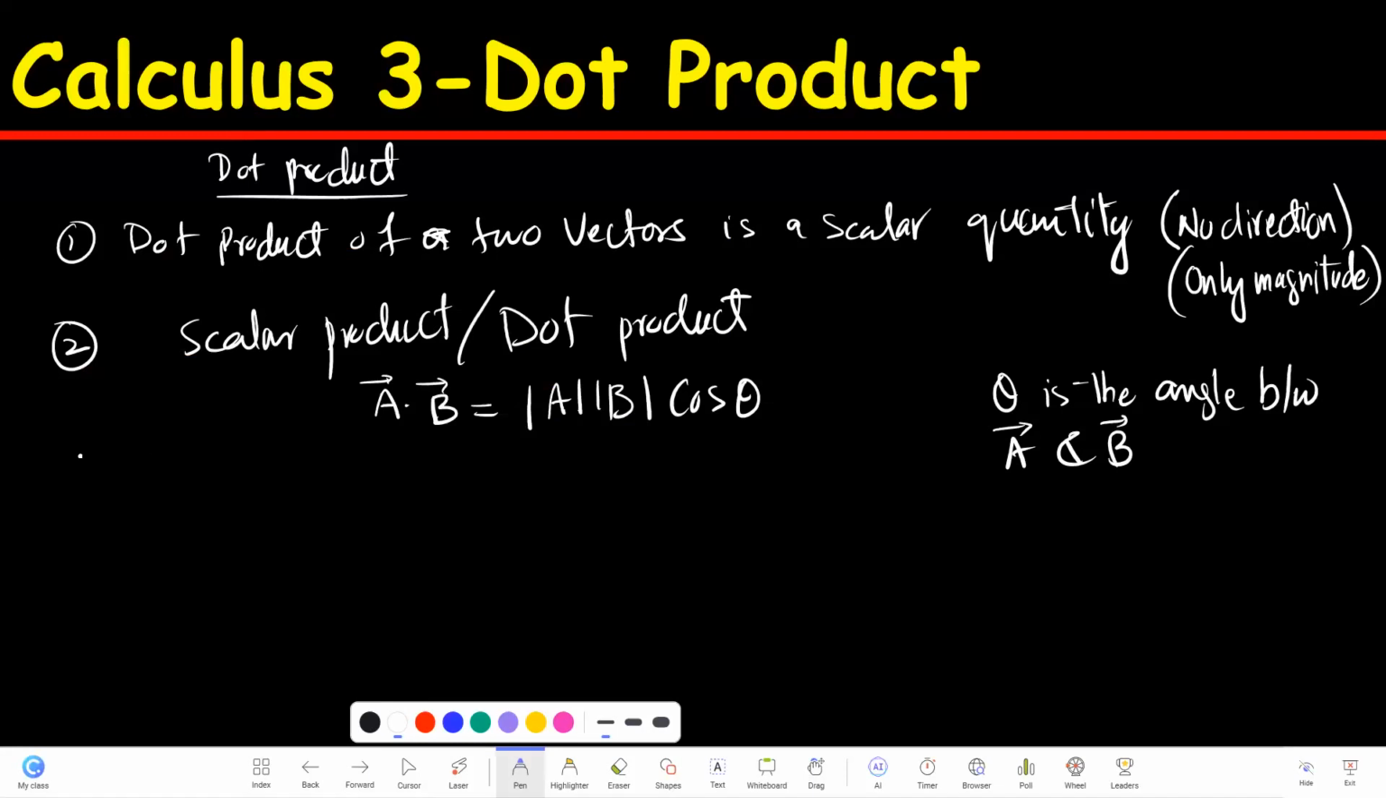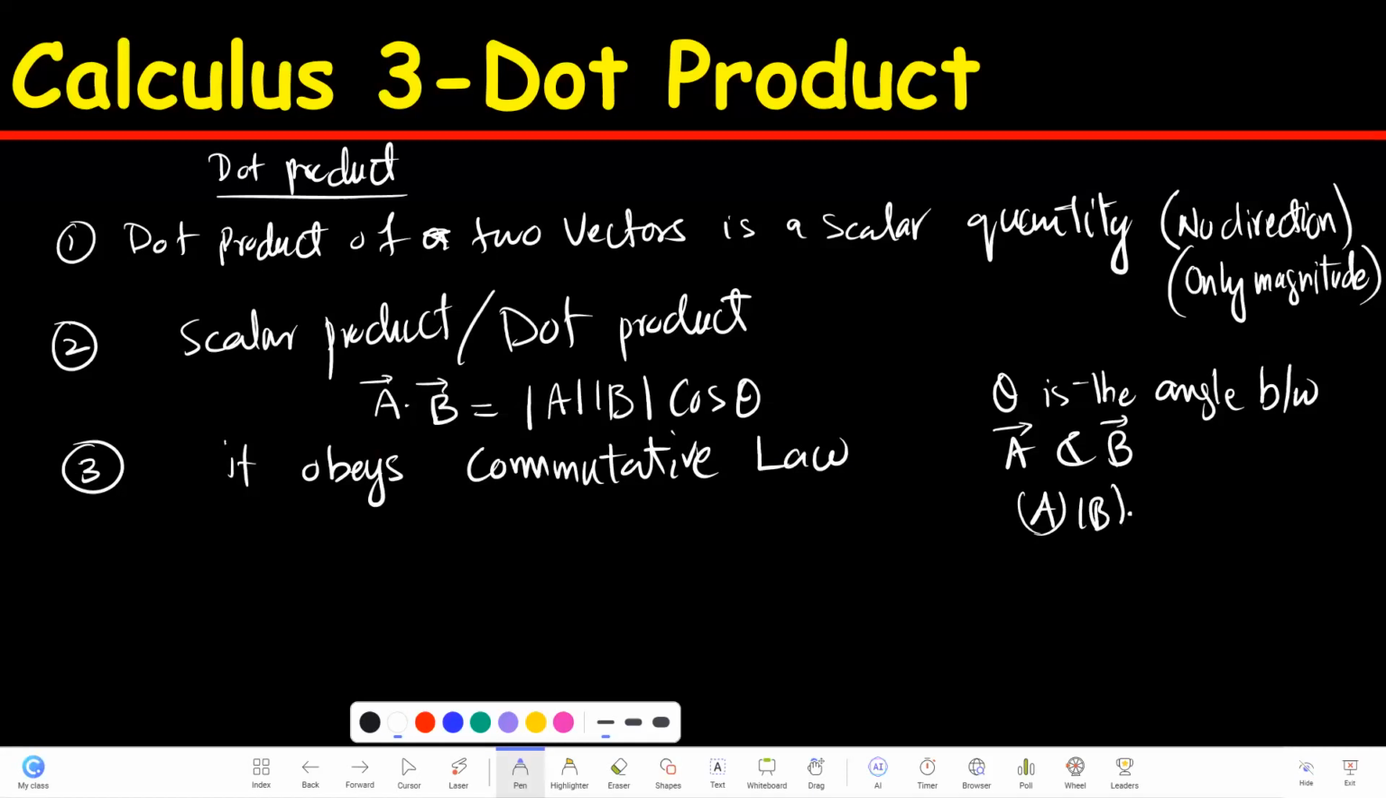Number 3, it obeys the commutative law. Commutative is a little bit different from cross product. The commutative law says I can say A times B must equal B times A, just like 4 times 5 must be equal to 5 times 4. That's the law. So I'm going to write like this.